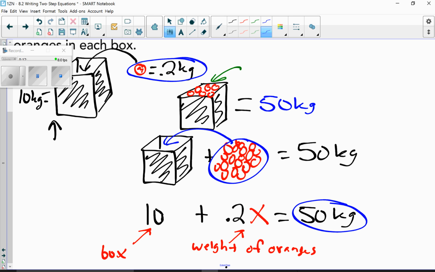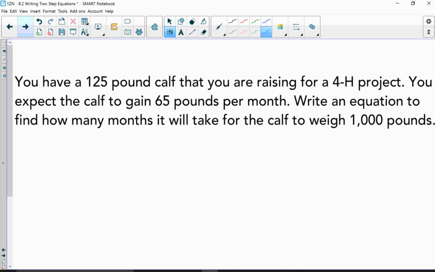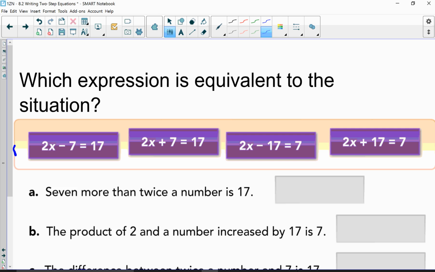And it works out. I have my equation: 10 plus 0.2x equals 50 kilograms. So guys, that's it. That's how we write equations given some word problems. Now let's look at some nastier problems here. I'm just going to skip this guy. Let's take a look at this one.